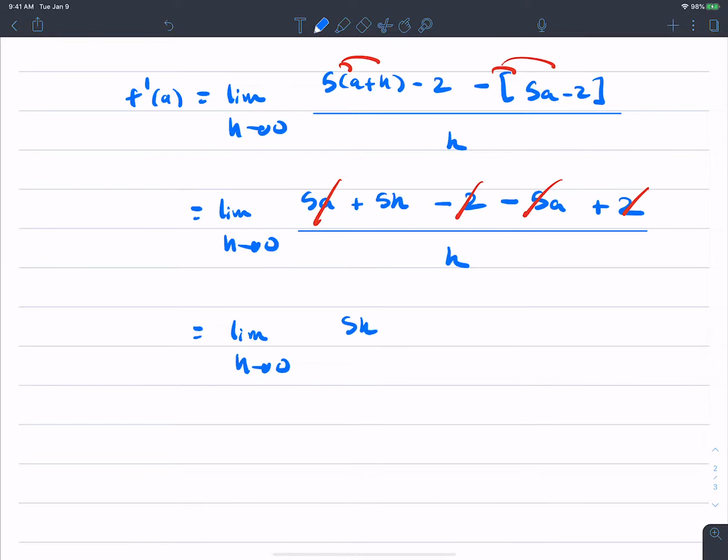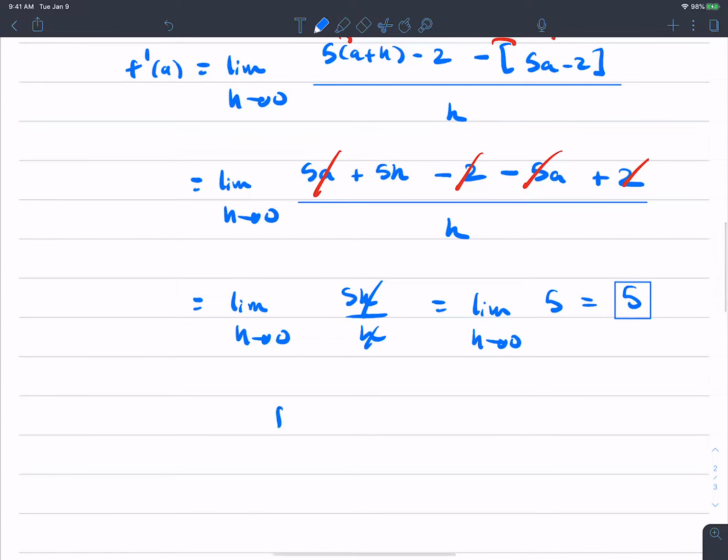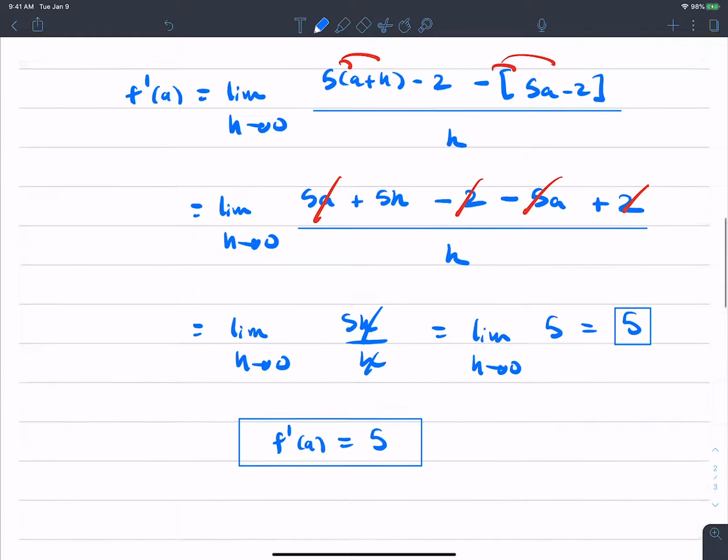we get 5h over h. We can now cancel the h's. We get the limit of a constant. And the limit of a constant is a constant. Okay. So ladies and gentlemen, what we've seen here is that f prime of a is 5. And here's another example.